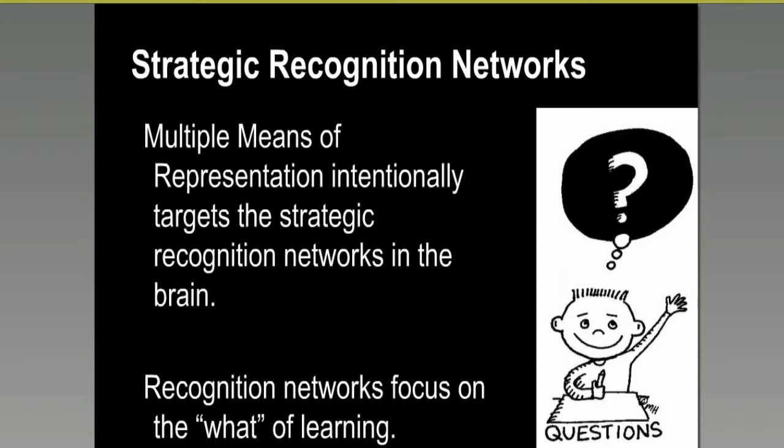The idea behind this principle is based on our understanding of how the brain functions. As you learned in the first weekly overview of universal design, there are different networks in the brain related to different areas of information as we try and work with students in their learning. Multiple means of representation intentionally targets the strategic recognition networks in the brain. Those are the networks that focus on how we perceive things and how we take information in and sort it and categorize it in our brain. It really focuses on the what of the learning that's going on in the classroom.